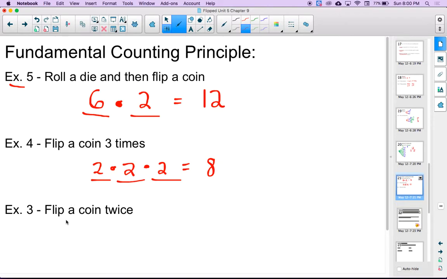Example 3 is flipping a coin twice. Well, that looks very similar. Again, we're going backwards and looking at previous examples here. That's why our counting went in reverse. So 2 steps when we flip a coin twice. The first flip had 2 outcomes, heads or tails. The second flip also had 2 outcomes, heads or tails. And that tells me there are 4 total outcomes for that compound probability problem. Really, really nice. Let's see one more of these.